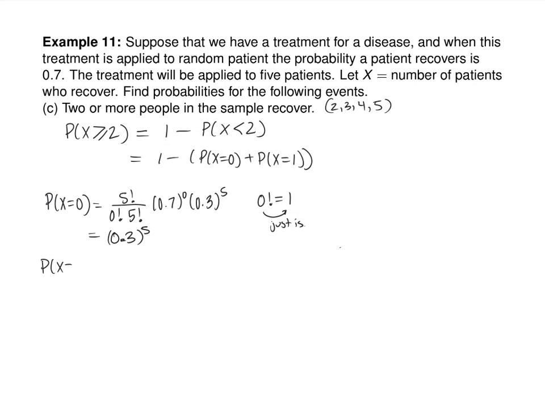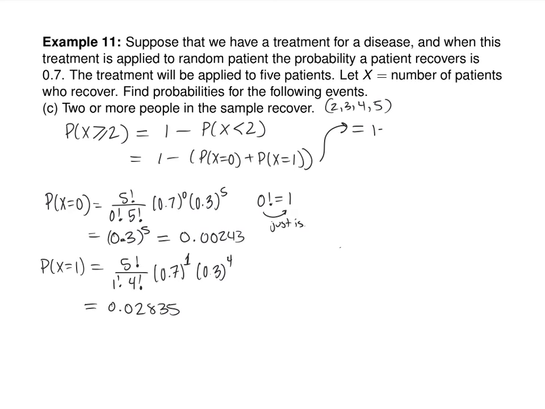Okay, for 1, well, that's 5 factorial over 1 factorial times 4 factorial, 0.7 to the first, and then 0.3 to the fourth. Sorry, this first one came out to be 0.00243, and this one is 0.02835. So back to the question at hand, this is 1 minus the sum of those two numbers.